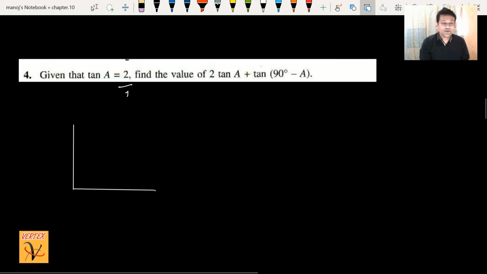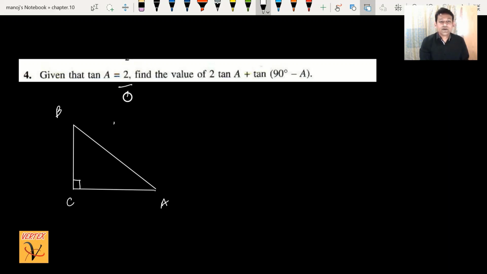Not easy to use technology in online classes. This looks like easy. A, B and C.